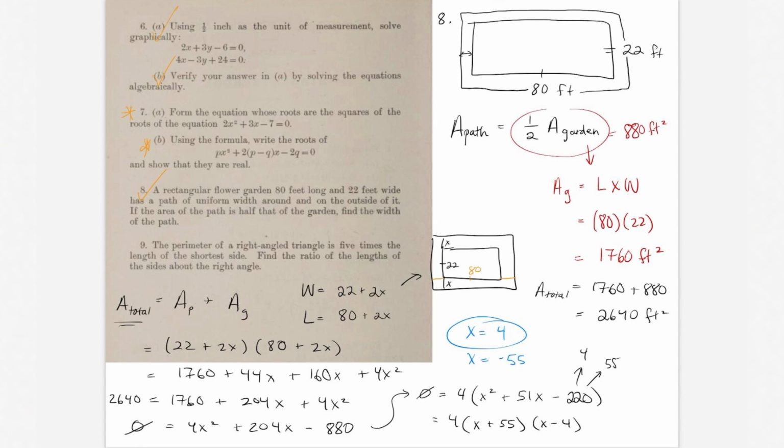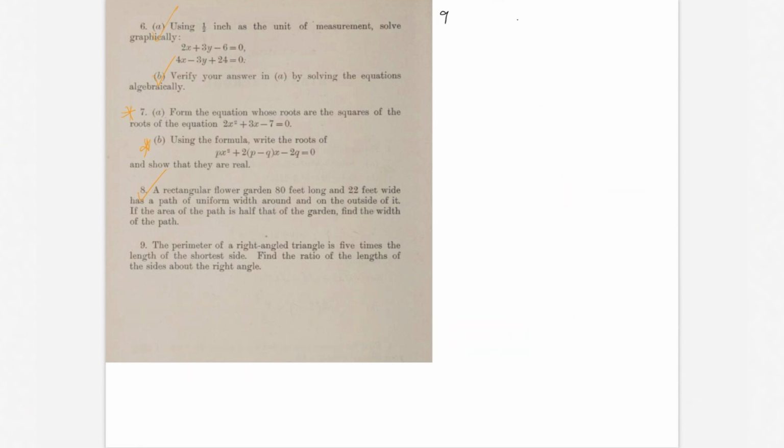Question number 9. So question number 9 told us that we have a right-angled triangle, and the perimeter of this right-angled triangle is 5 times the length of the shortest side. And we want to find the ratio of the lengths of the sides that are along the right angle.